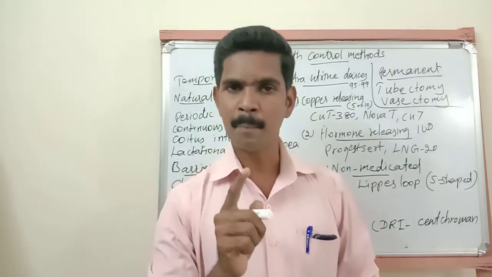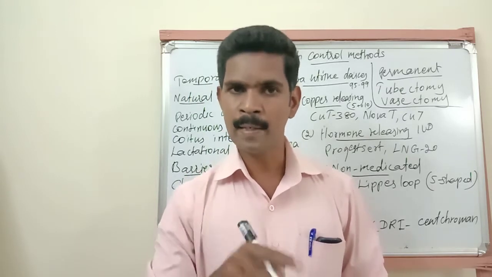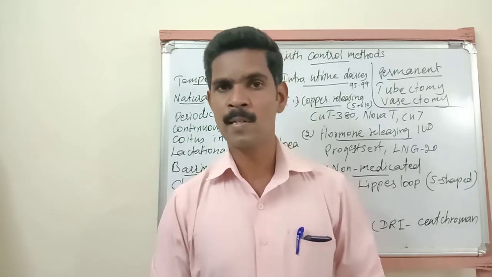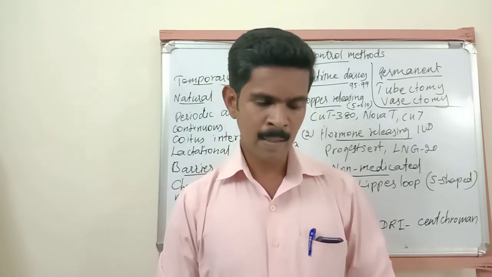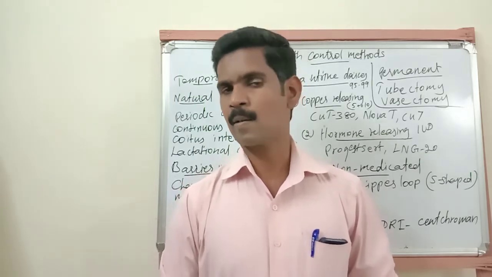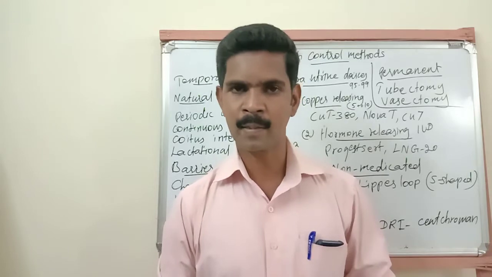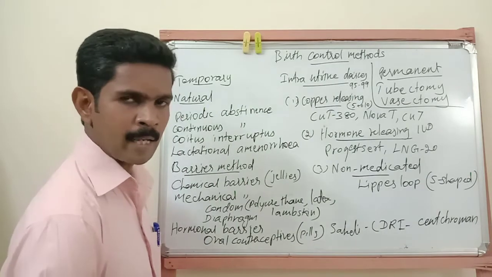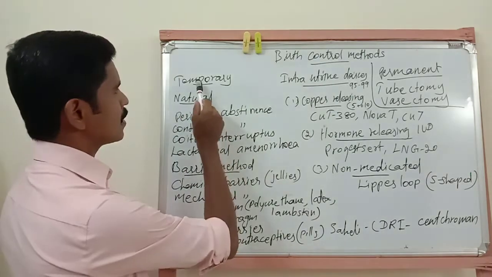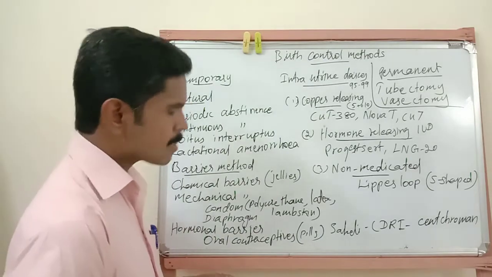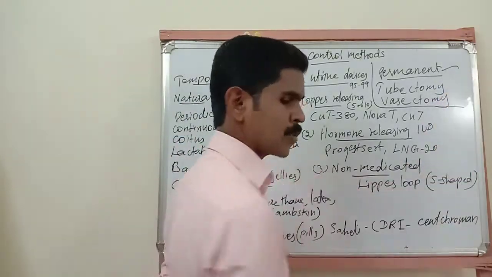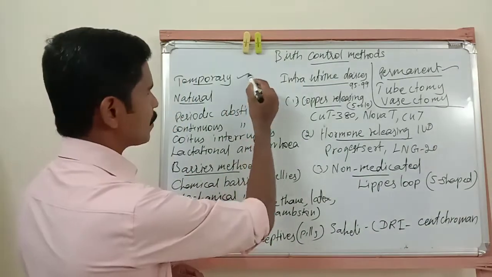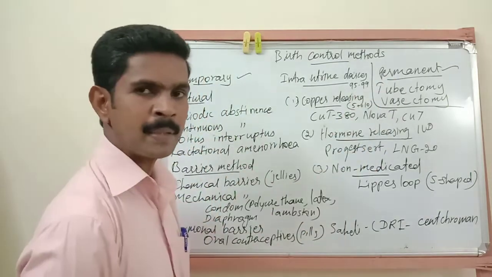First I said the meaning or definition of birth control. Then I said the definition of contraceptive devices. Then I said the character or quality of a contraceptive device. Now we are going to study the types of contraceptive methods, or types of birth control. Normally the birth control methods are classified into 2 important categories. The first is temporary birth control methods and the second is permanent birth control methods.